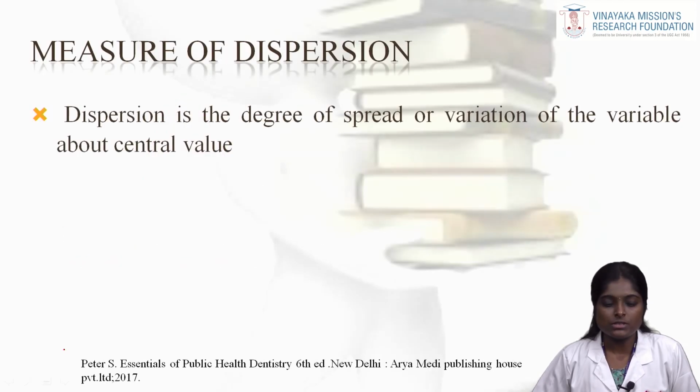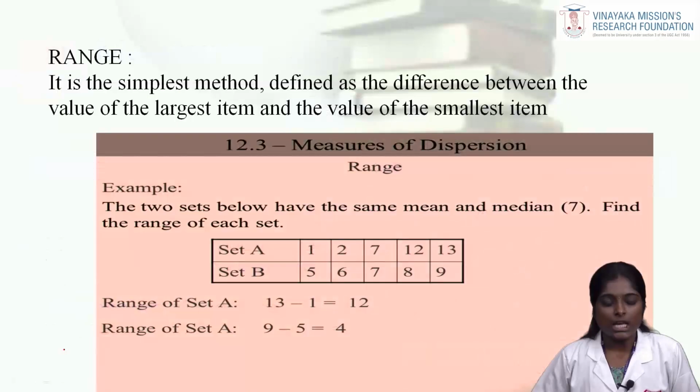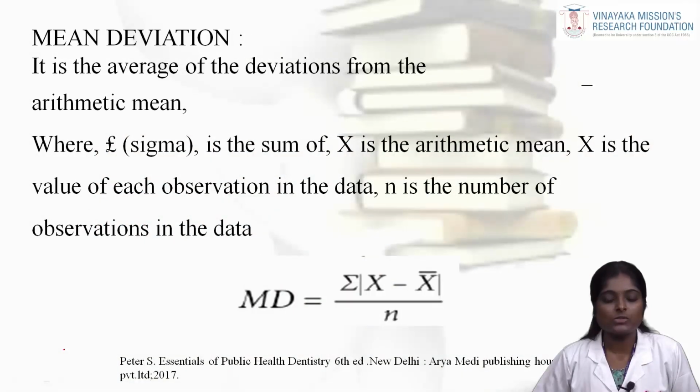Coming to the measures of dispersion: it is the degree of spread or variation of a variable about the central value. When a value is very close to the central value, those are measures of central tendency. How much variation there is, is known as the dispersion. The various measures of dispersion are range, mean deviation, standard deviation and coefficient of variation. Range is the simplest method, defined as the difference between the value of the largest item and the value of the smallest item. Mean deviation is the average of deviations from the arithmetic mean. So for a single value, how much it deviates from the mean.